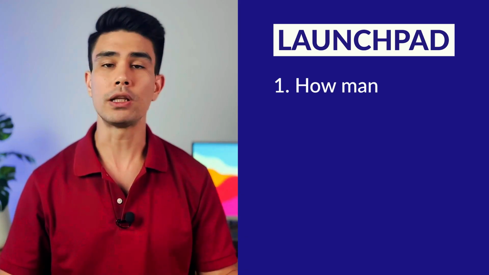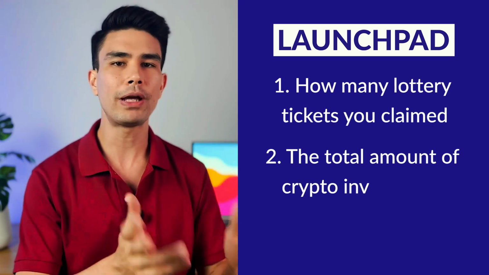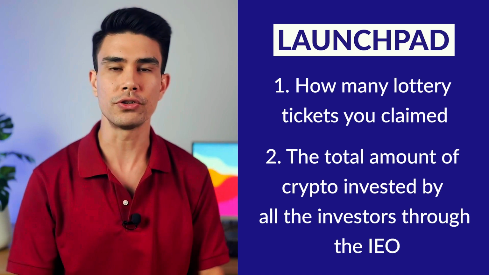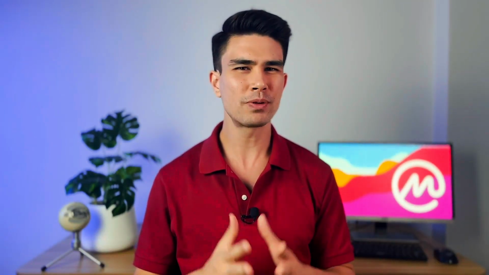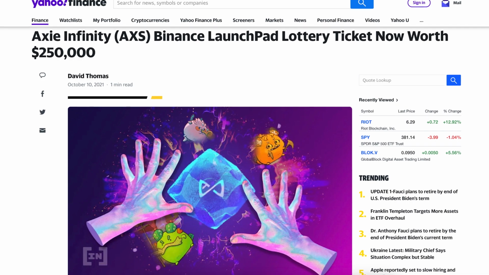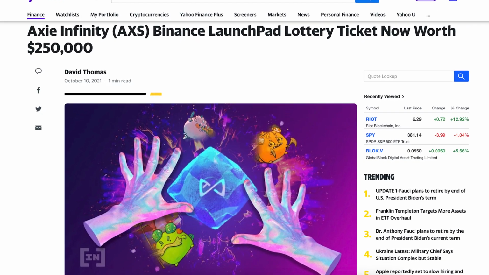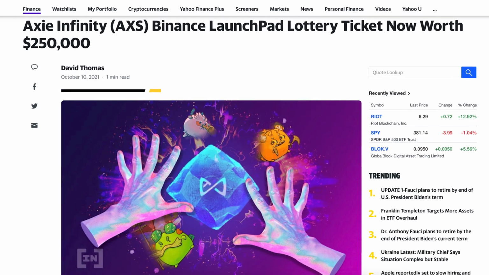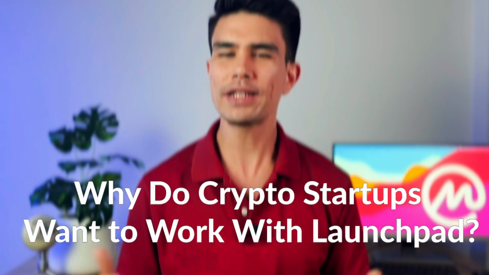Once the IEO ends, Binance will automatically distribute your newly accrued tokens. The number of coins you can earn depends on 2 factors: how many lottery tickets you've claimed and the total amount of crypto invested by all the investors through the IEO. Again, the more money you invest, the more tokens you will earn. And speaking of success stories, Launchpad has provided investors with some visible returns in the 3 years it's been up and running. Lottery tickets for Axie Infinity, for instance, were at one point worth an astonishing $250,000, according to Yahoo.